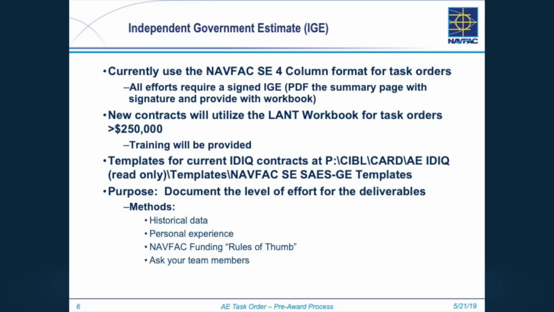Once you've got your statement of work, you should be able to move forward into your independent government estimate. All efforts require a signed independent government estimate. It's a requirement of the FAR. So put together your estimate, PDF the front sheet, put an electronic signature on it, do a cover letter, however you want it. But when you send it over to your PM, they're going to have some sort of signature on it, and on the IGE you're going to need to send the Excel workbook for the acquisitions folks to use.